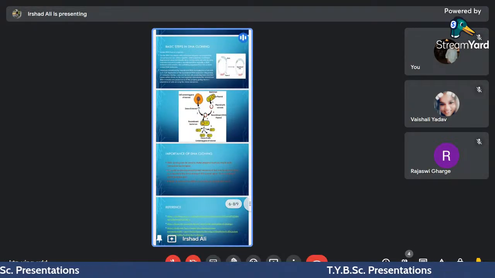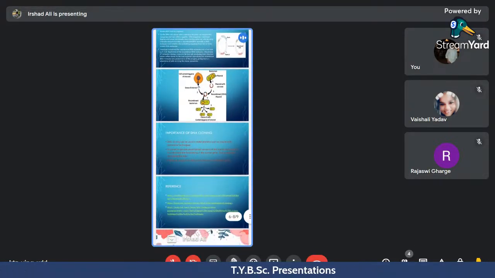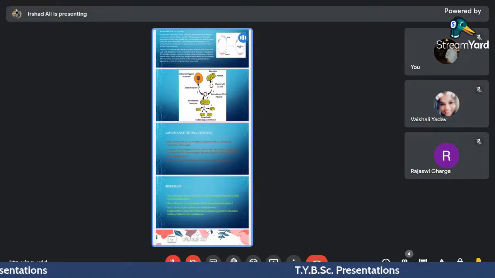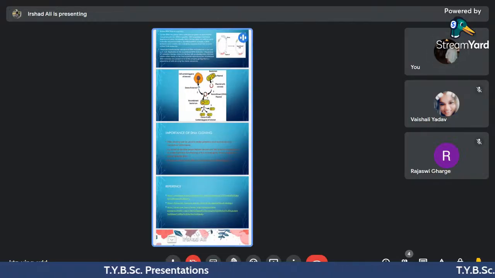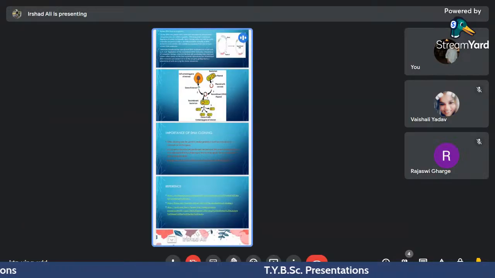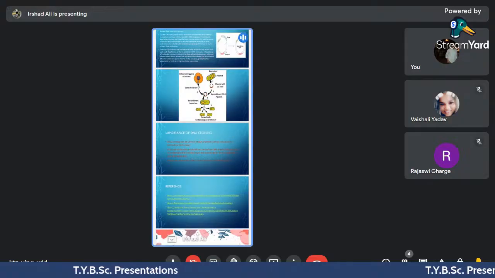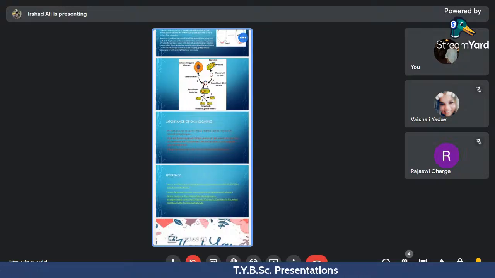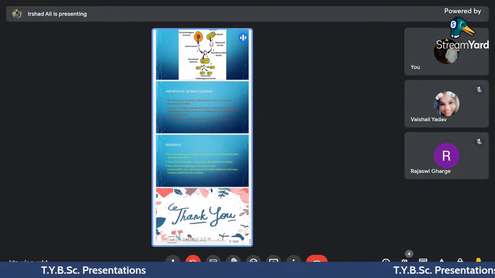And the importance of DNA cloning. DNA cloning can be used to make proteins such as insulin with biomedical techniques. It is used to develop recombinant versions of a non-functional gene to understand the functioning of the normal gene. It is applied in gene therapies also. It helps to analyze the effect of mutation on a particular gene. Thank you.